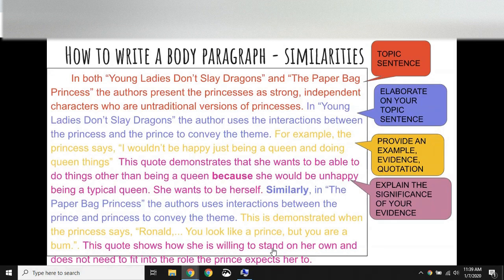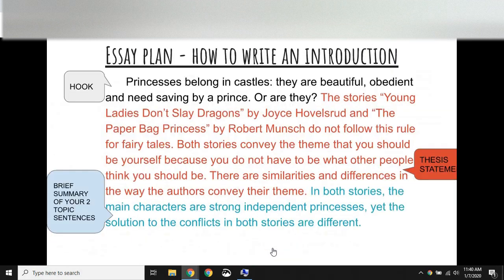Now we've moved on. That was the introduction paragraph where you're introducing your topic and you're telling the reader the two main things you're going to be discussing. Let me go back. Those two main things are that the characters are both strong, independent princesses. That's the first thing. And the second thing is that the author solves the conflicts in both stories in different ways. Okay? Are you understanding that part? So in your body, you should address those two things. So far, how many paragraphs is this essay?